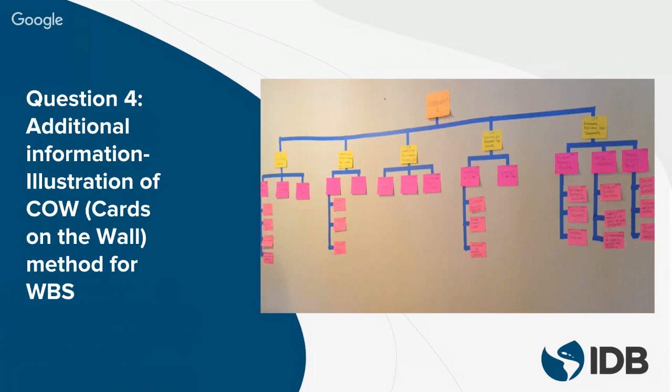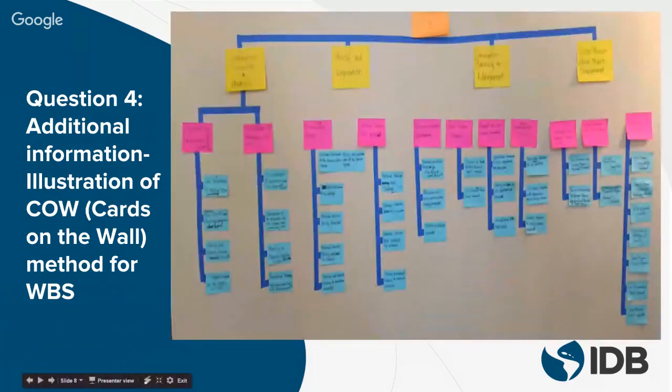So we can go to the next slide where you can see the same thing, but for another real project from the IDB, where this project was broken down into 4 components, and then the next level, the level with the pink post-its, you see the deliverables, and then in the blue post-its, you see the work packages or the products of the project.